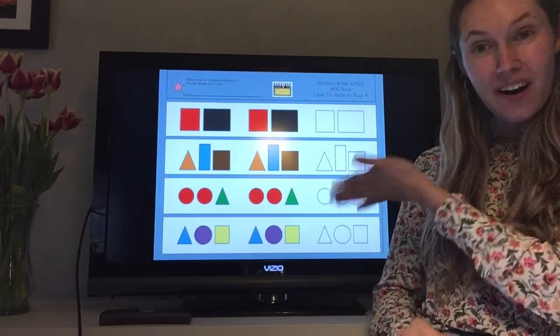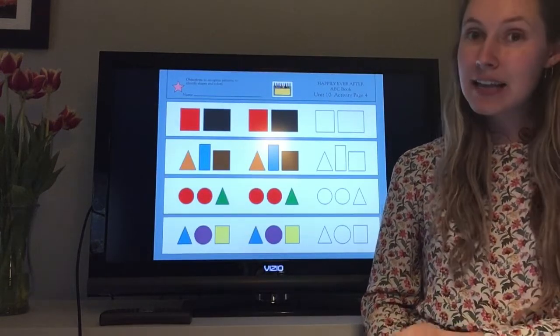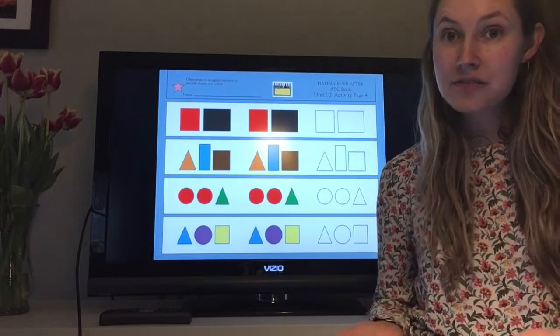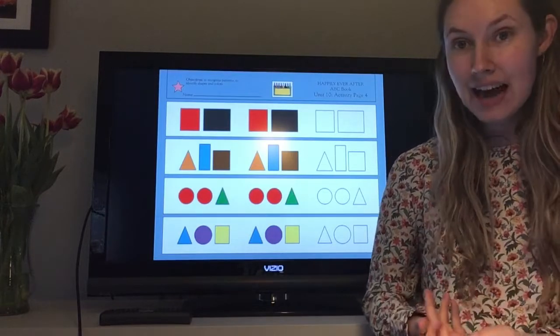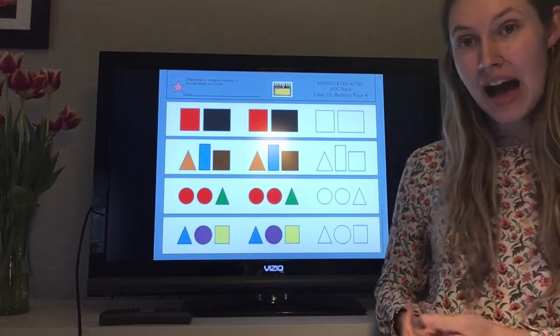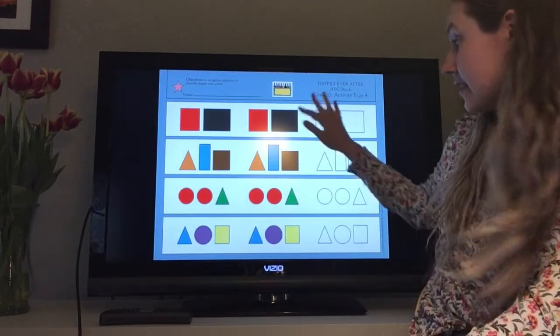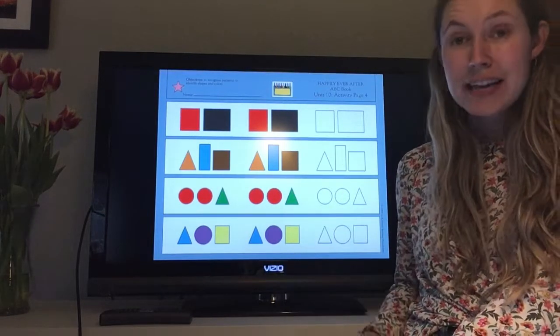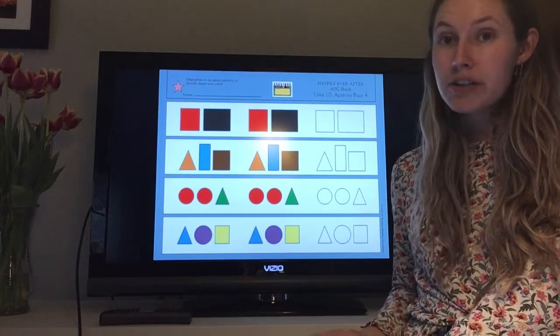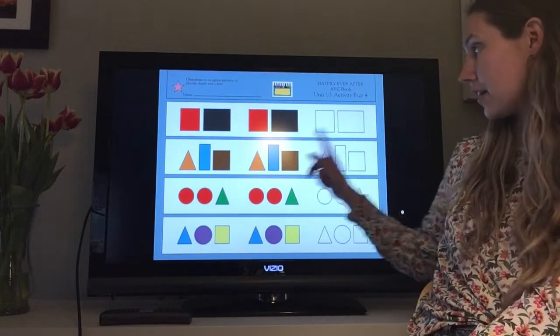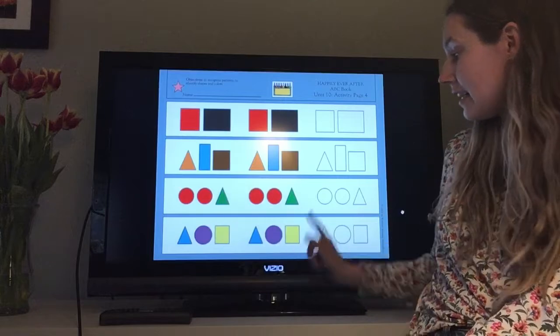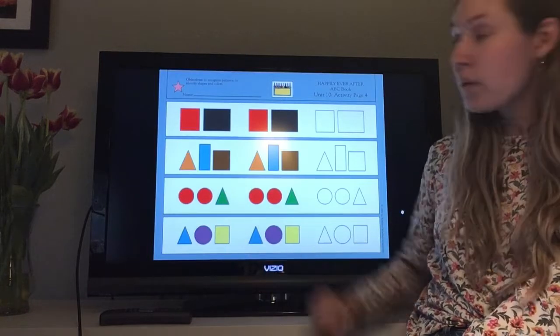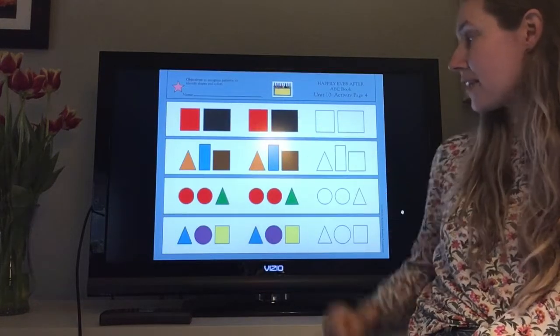All right, here we are on activity page 4. Like we said, our objective for this page is to recognize and continue patterns. So we see some patterns made with colors and shapes on this page. Your job is to look at the patterns, see what the pattern is, and continue it. We're going to start with our first column at the top.